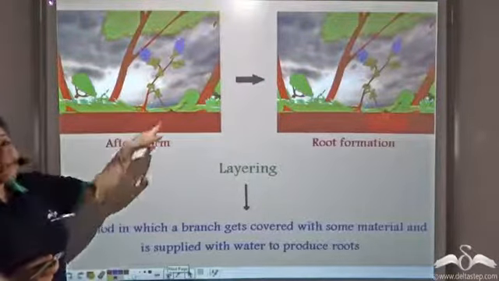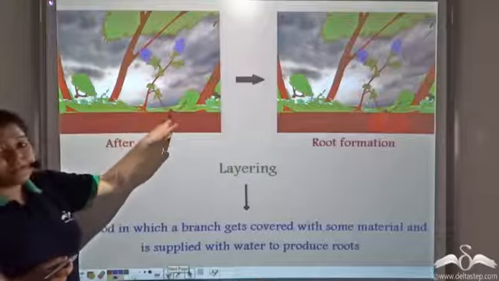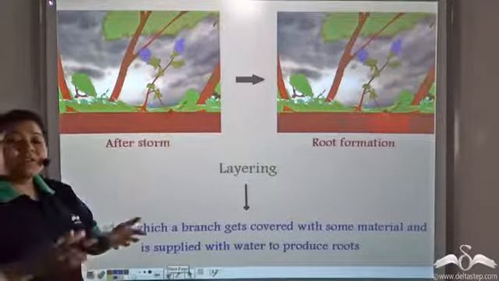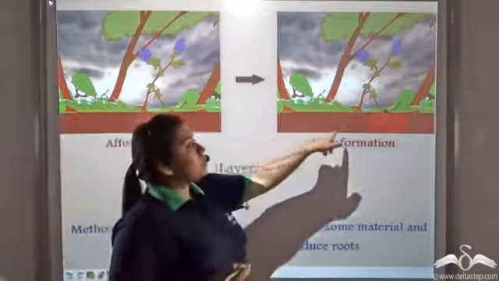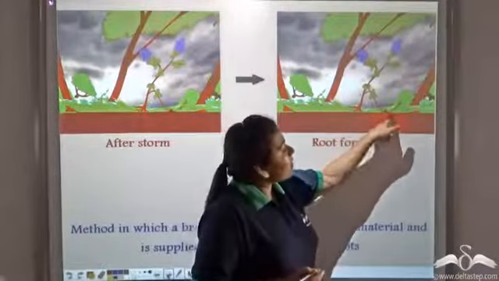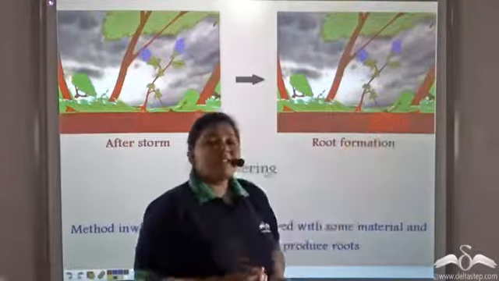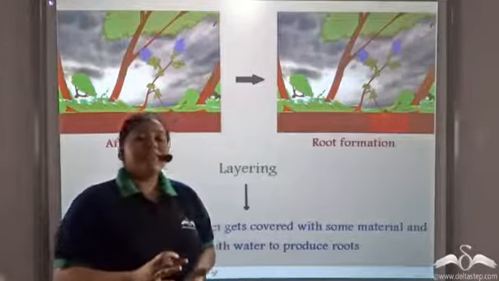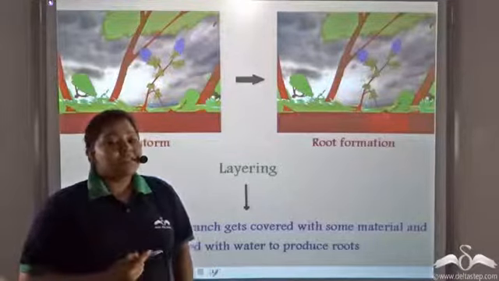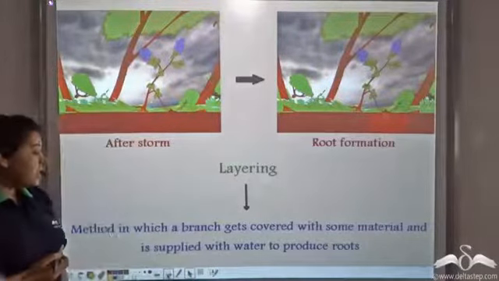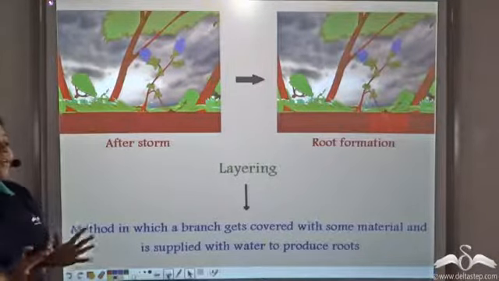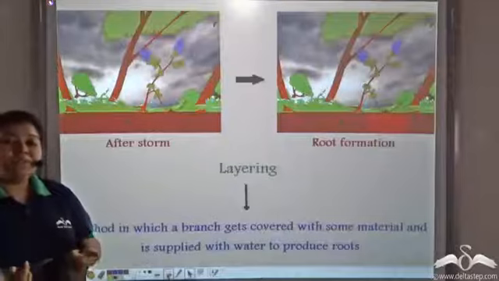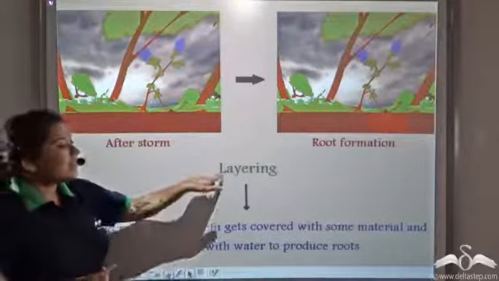So, right after the storm, the branch fell on the ground, the branch got buried under the soil, and slowly there was root formation, see, because of which the stem grew further and there was blooming of flowers. So this process in which a branch gets covered with some material like soil and is supplied with water is known as layering.